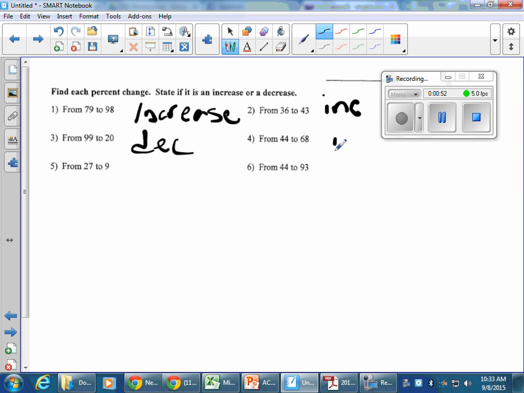44 to 68 would be an increase. 27 to 9 is down, so that's a decrease. And then 44 to 93 would be an increase. So now we've got to also find the percent change for all of these.